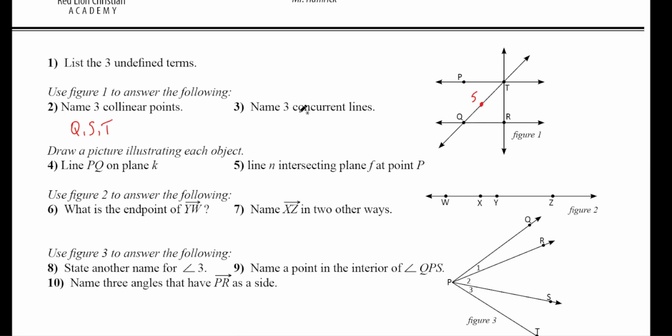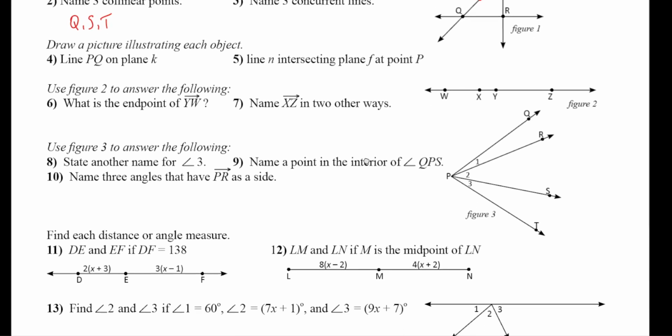Now, this is what I was talking about earlier. 3 concurrent lines. 3 lines that intersect at the same point. So what point do 3 lines intersect? At point T, right there. Agreed? So what are those lines? PT, RT, and QT. All right? And you could write them down. I'm not going to. All right, that was easy.